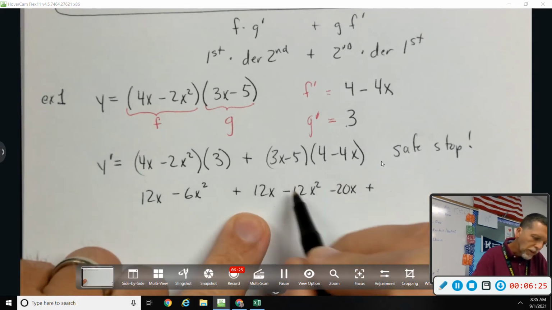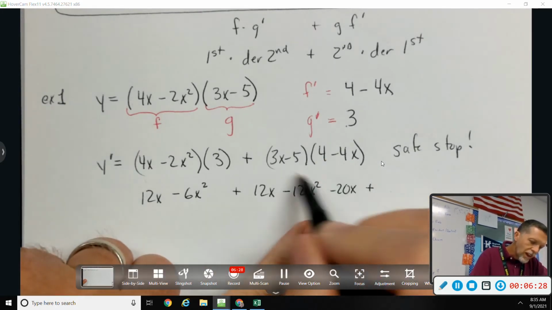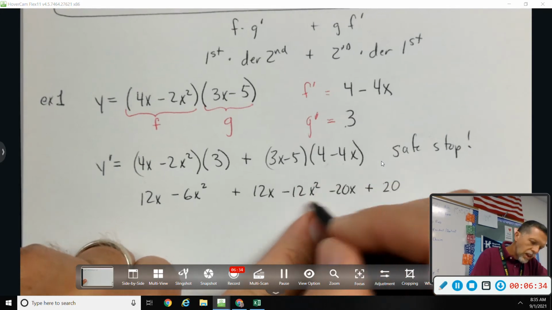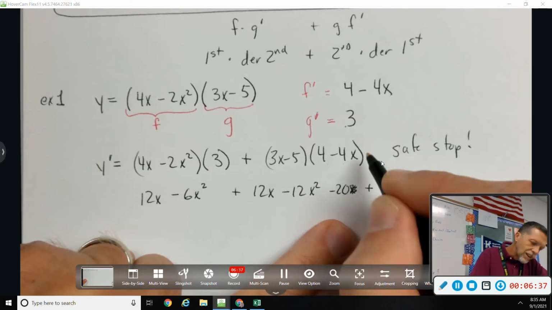Uh-oh, lost my place here. 12x first, outside, inside, inside. Oh, it doesn't have an x on it. Last.